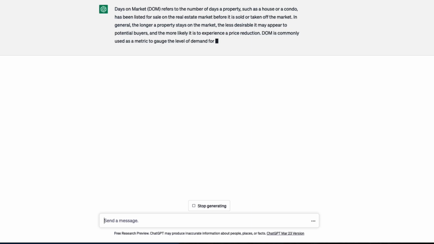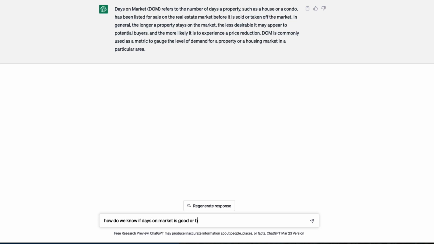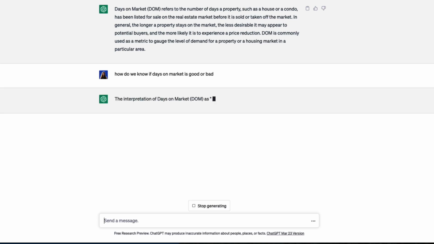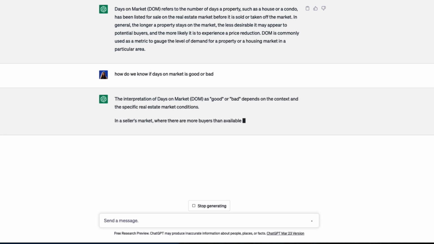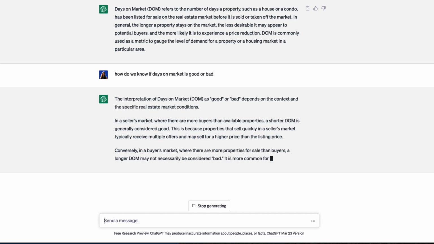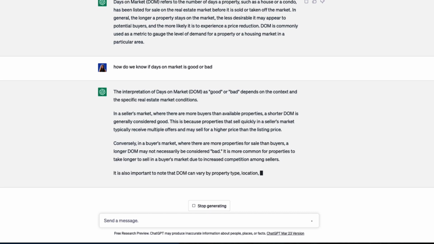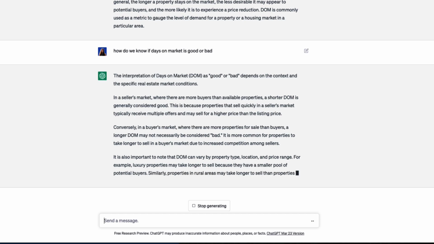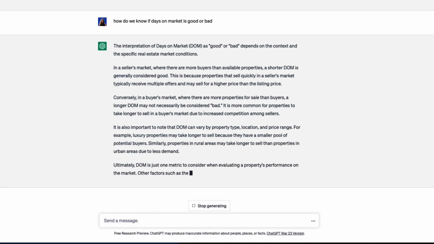We could see days on market refers to the number of days a property, such as a house or condo, has been listed on the market before it's sold or taken off. We may want to know, well, what is a good days on market and what is a bad days on market? We could ask, how do we know if days on market is good or bad? ChatGPT is trained on a massive amount of data and it can quickly interpret our question. It says, in a seller's market, when there are more buyers than available properties, a shorter days on market is generally considered good, whereas the opposite for a buyer.